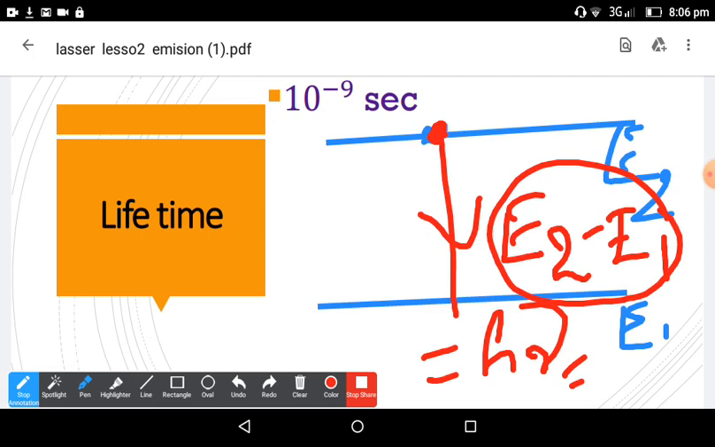Then what is meant by stimulated emission of radiation? There is a lot of difference between stimulated emission and spontaneous emission. So students, I'll explain the stimulated emission in the next class. In the next class, I'm going to explain what is stimulated emission of radiation and what are the differences between spontaneous and stimulated.